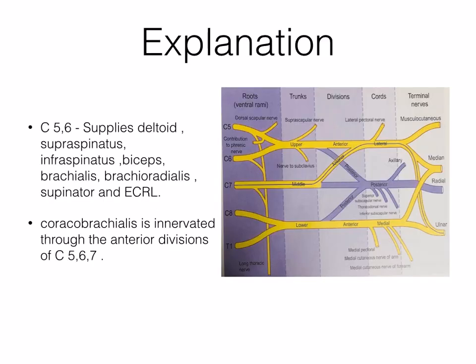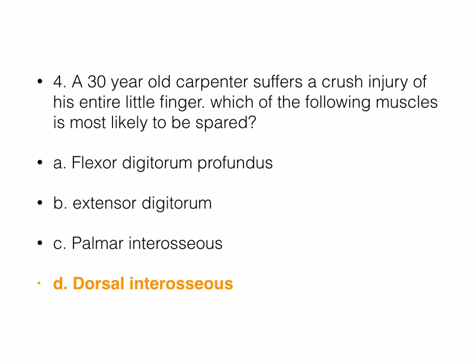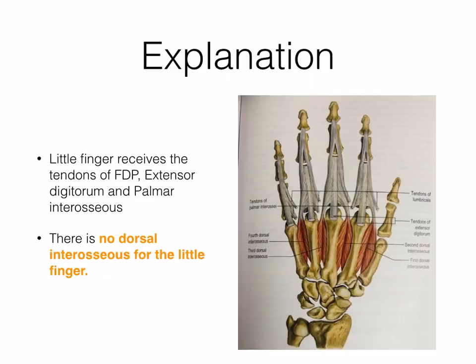And then here we have written that a 30-year-old carpenter suffers from a crush injury, little finger. So little finger, the student should know one thing. Flexor digitorum profundus goes to all four digits. Extensor digitorum means extensor aspect of all four digits, and palmar interosseous, dorsal interosseous, either this or this. So the student should have a sound knowledge about the attachment of interosseous.